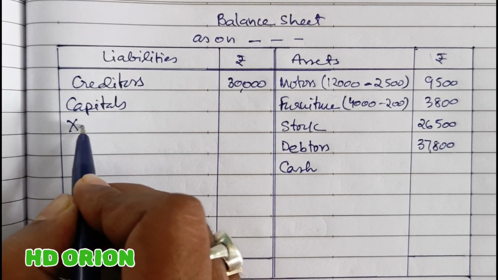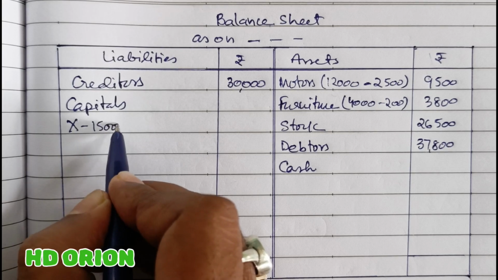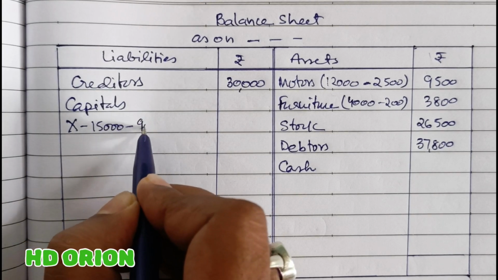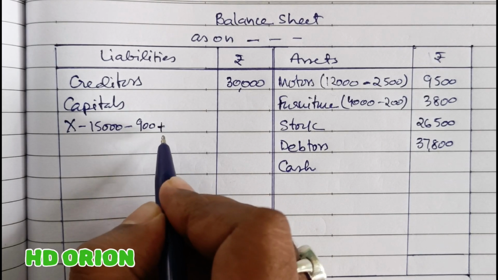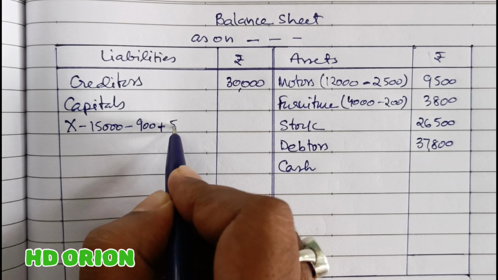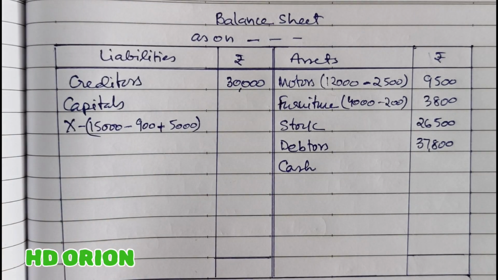Capitals of partner X. Initial amount was rupees 15,000. Then there was a loss on revaluation 900 rupees, and premium for goodwill rupees 5,000. So this will be the new capital of partner X.